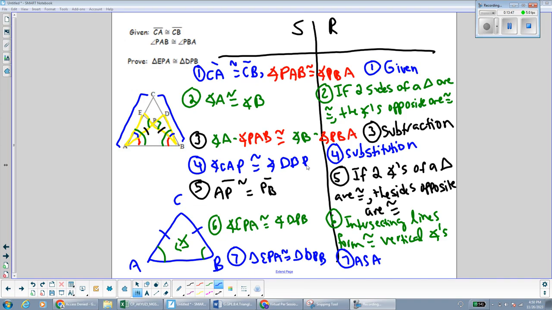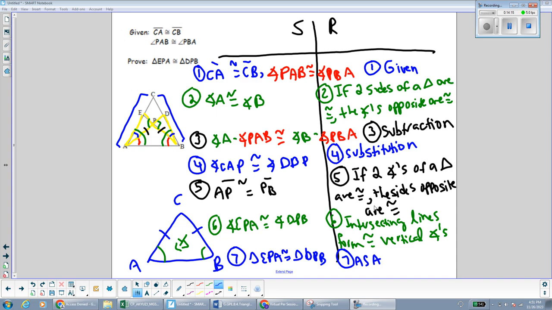Down here in step number 5, we have the information from the givens about the angles inside the smaller triangle APB. And from knowing the angles were congruent, we were concluding that the opposite sides were congruent. So that's the converse of the base angle theorem. And notice how that's worded differently in the proof. If two angles of a triangle are congruent, the sides opposite are also congruent.